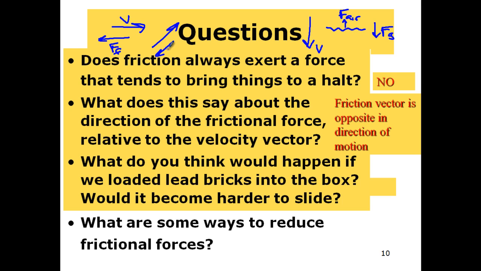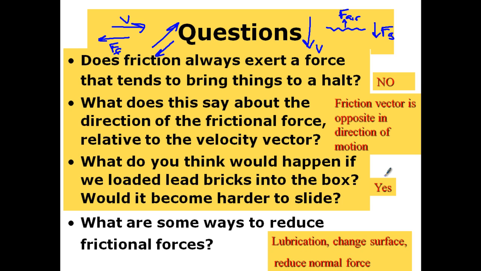So what do you think would happen if we loaded lead bricks into the box? Would it become harder to slide? You betcha. Things with more weight are going to be harder to slide, and that's because of our equation for frictional force, which I will tell you in just 1 minute. So what are some ways to reduce frictional forces? We can lubricate it, we can change the type of surface we're sliding it across, and we can reduce the normal force. This heavier box leads to a heavier normal force. So the lower the normal force, the lower the friction. Higher the normal force, higher the friction. And I bet you any money that that's going to be in our equation for frictional forces.